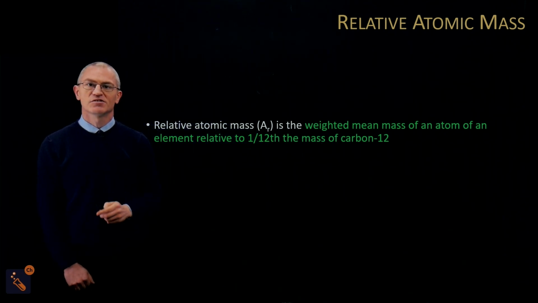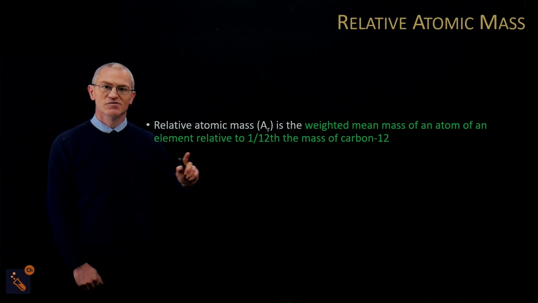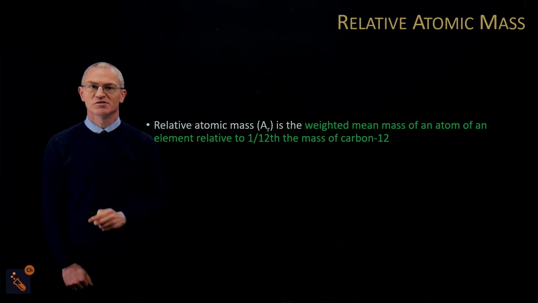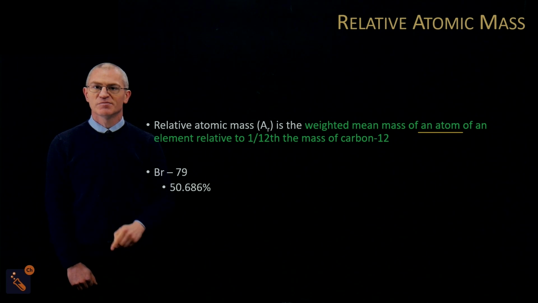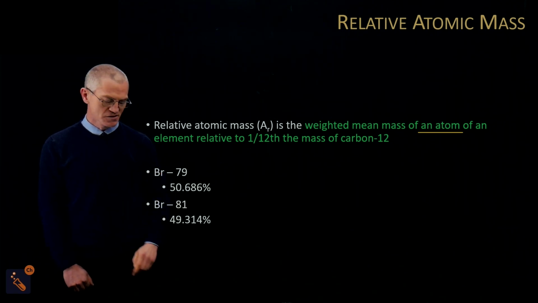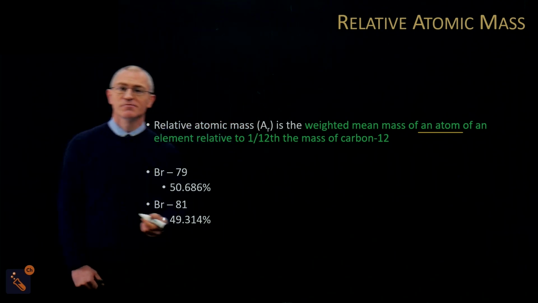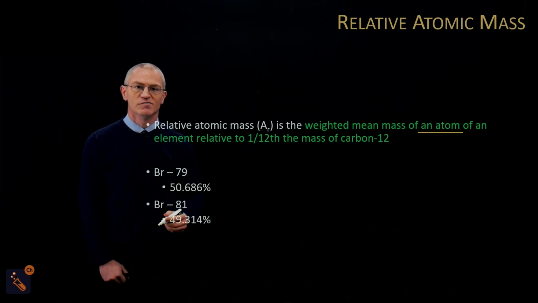Now it's split into 3 marks generally. So you've got to do the weighted mean mass, you've got to do the 1/12 and carbon-12. So they're mainly the 3 points. But again, don't forget to put the word atom in. Now you can also work out the atomic mass once you're given the percentages of each of the relative isotopic mass. So if we look here, here is bromine, we're going to try and work out what the relative atomic mass of bromine is.